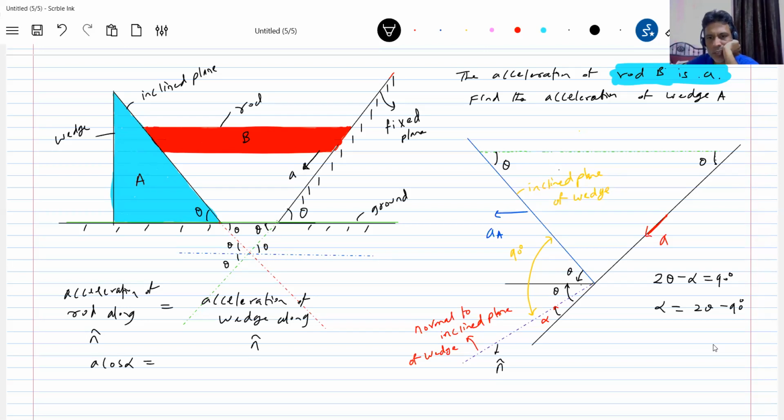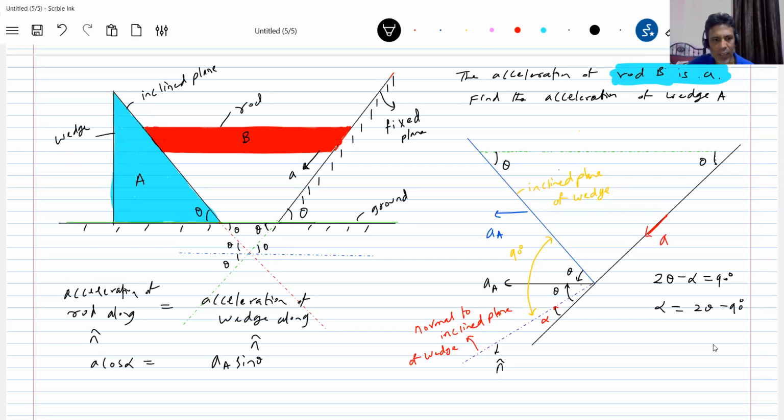Theta is this one, no? The theta is this one. So along the perpendicular, it should be A sine theta only. Because you bring that acceleration of the wedge somewhere here. And this will become normal, no? N cap. 90 degree it is making. Getting the idea, no? This should be.